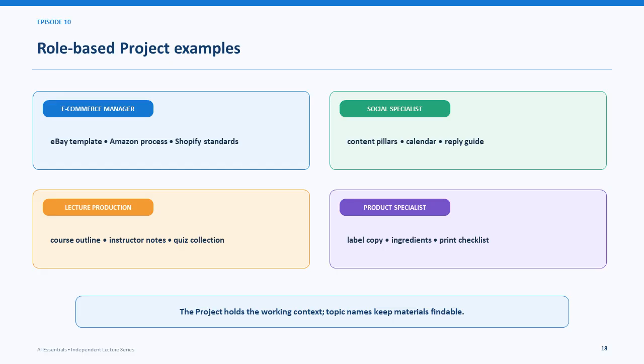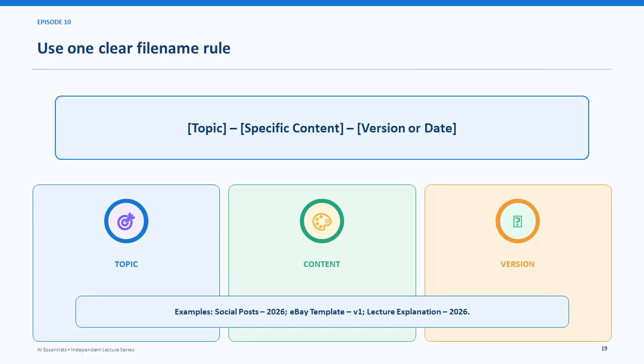Examples include an e-commerce manager project containing product templates, a social media project containing platform guides, a lecture production project containing course material, and an analysis project containing reports and data. Use one clear file name rule containing topic, specific content, and version or date. A predictable name makes material easier to find, compare, and hand off.